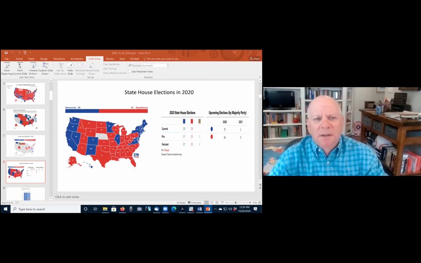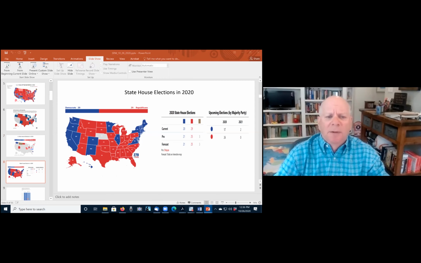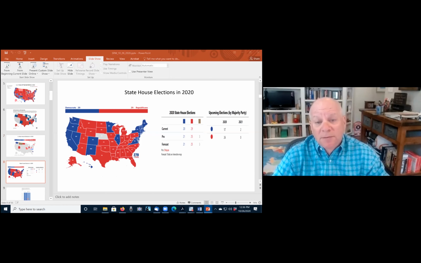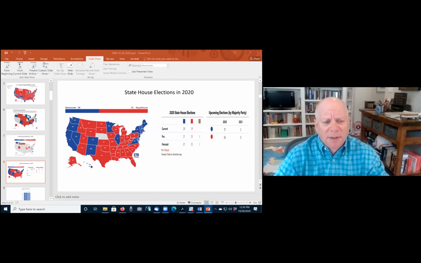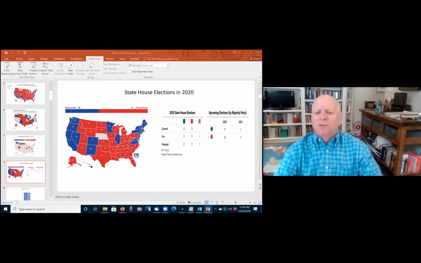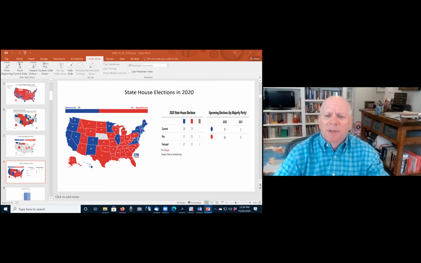So these are the state houses that are up for re-election. I'll point out that there are a lot. Of course, the Republicans have a 29-20 advantage in state houses. And the state house in Texas is, of course, a major source of Democratic ambition.